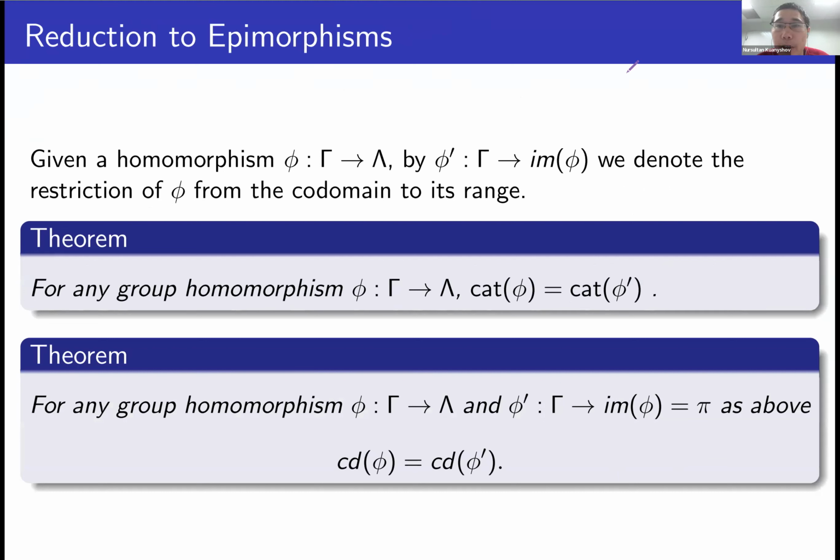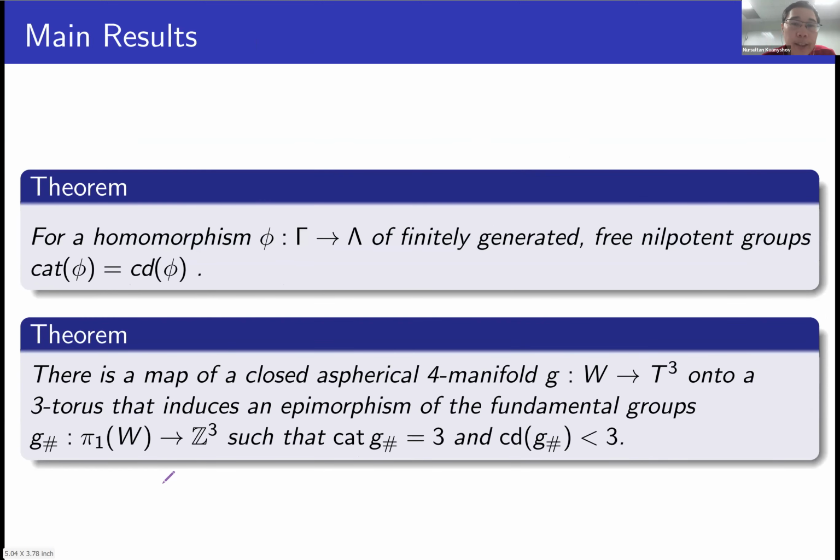And now, instead of considering all homomorphisms, we want to just consider epimorphisms. Given a homomorphism, we can restrict the codomain to the range, and we get the following result: namely, the LS category will not change, and the cohomological dimension of the group homomorphism stays the same. Then our main result says that for all homomorphisms between finitely generated torsion-free nilpotent groups, the conjecture holds true. Namely, the LS category of the group homomorphism equals the cohomological dimension of the group homomorphism. And in general, the conjecture is false even if we consider geometrically finite groups.